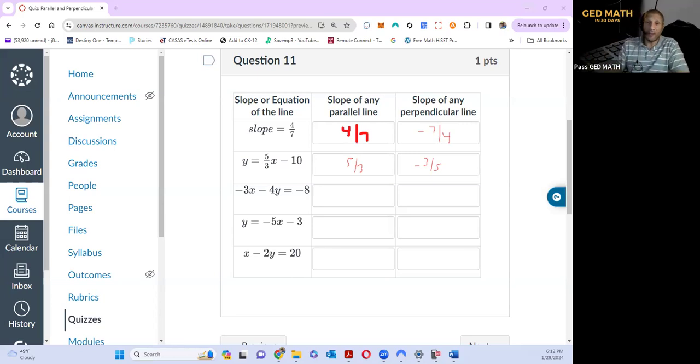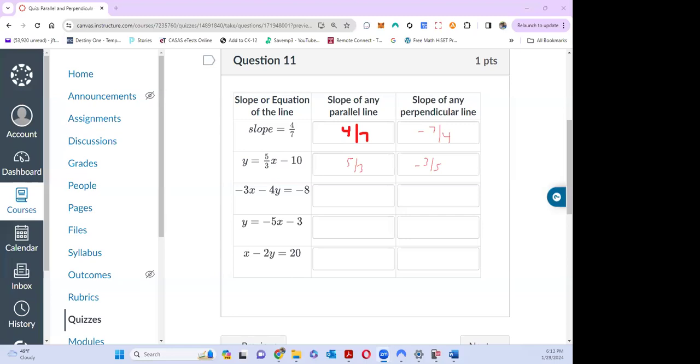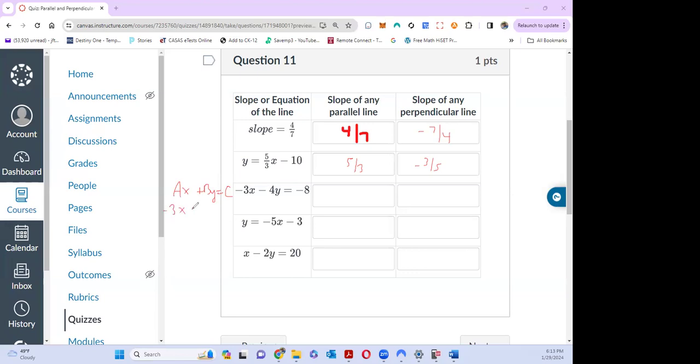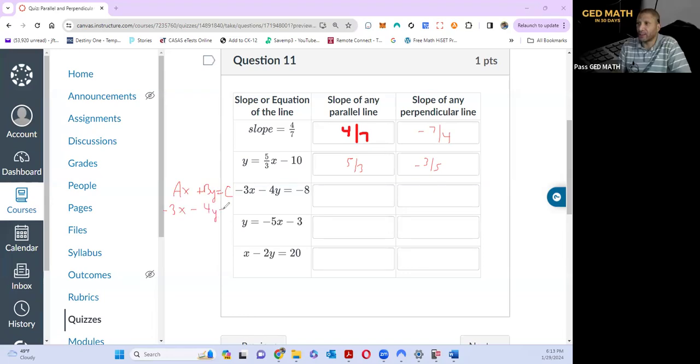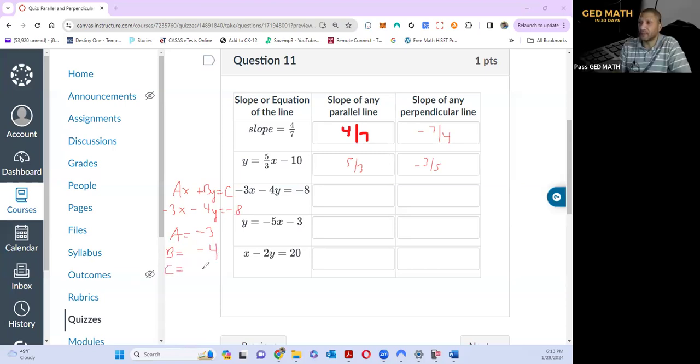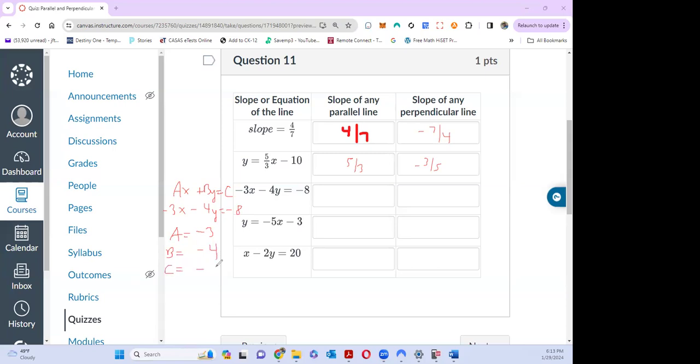So, what is standard form? AX plus BY equals C. Look at that. That means y'all doing some learning. That means I'm getting through. I love it. So minus 3x minus 4y equals minus 8. What's A? A is negative 3. B is what? B is negative 4. And C is what? C is negative 8.